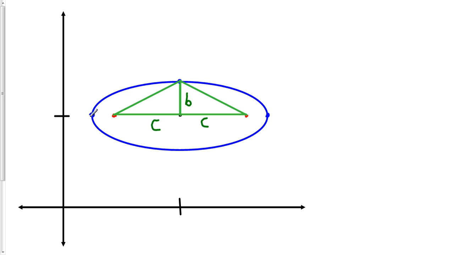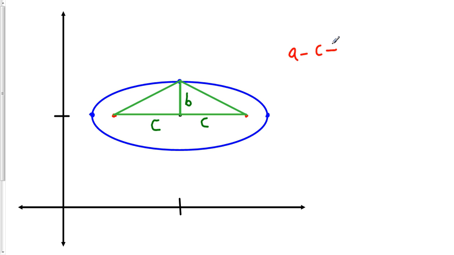Well, the distance between this point and the focus, the vertex of the major axis and the focus, is the entire distance A from the center to that vertex, minus the distance C. So this little gap, the distance from this vertex to this focus, is A minus C.